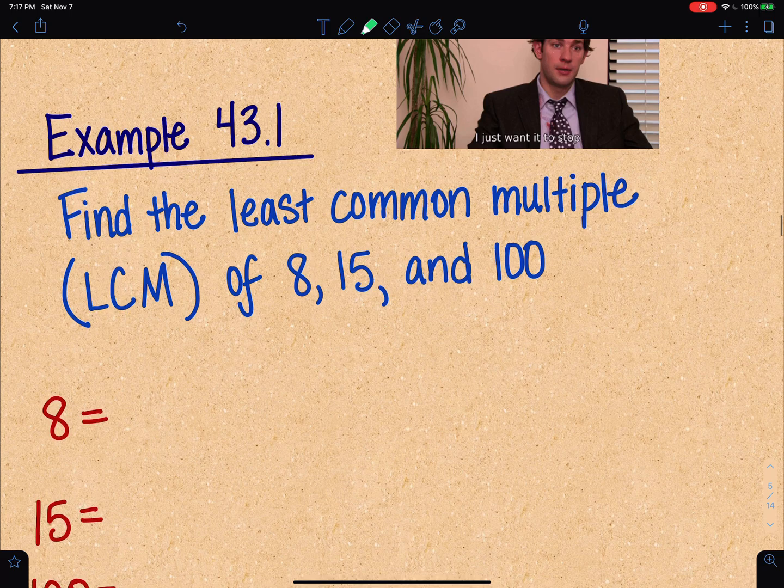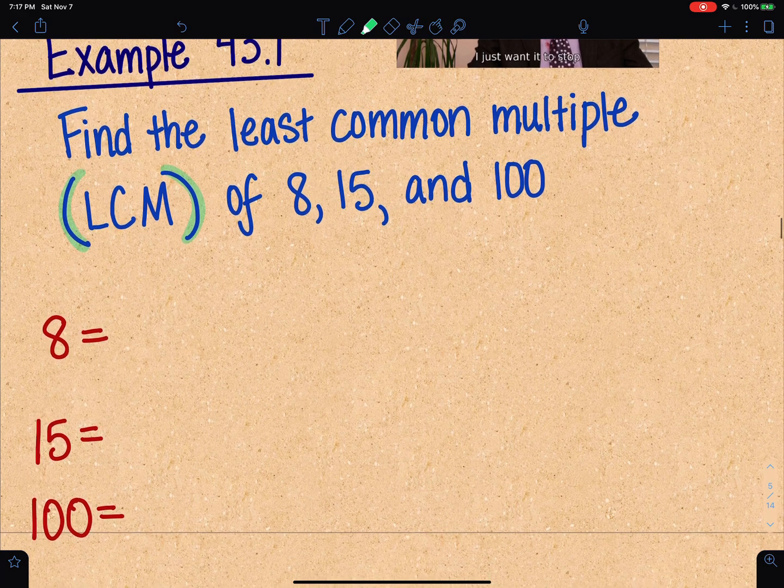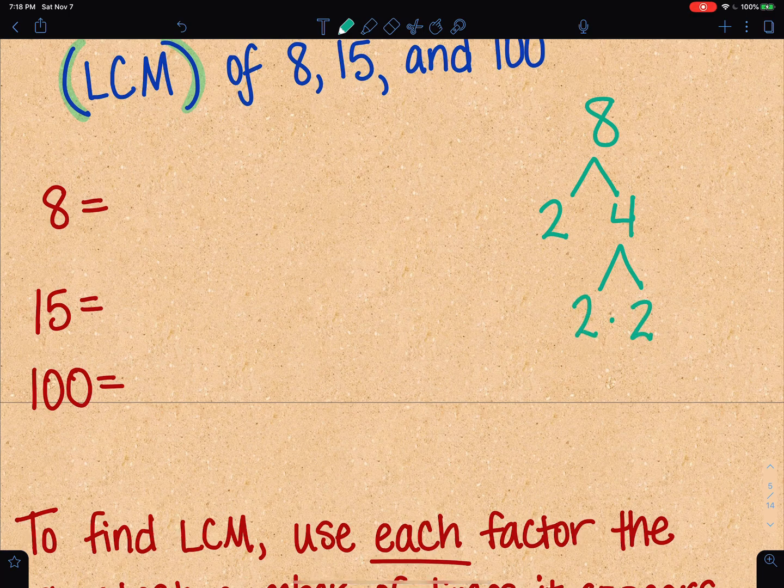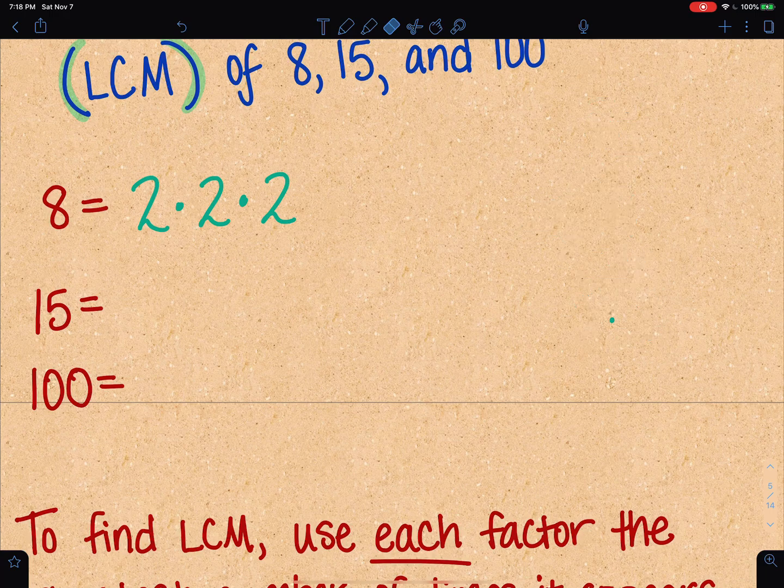Find the least common multiple of 8, 15, and 100. So the first thing I'm going to do is write each number as a product of prime factors. And I'm going to do that my favorite way of doing it, which is to write an 8 and make these V's. It can be divided into 2 times 4. And 4 can be divided into 2 times 2. So 8 is easy because it is 2 times 2 times 2. Those are the primes. Okay, now let's erase that.